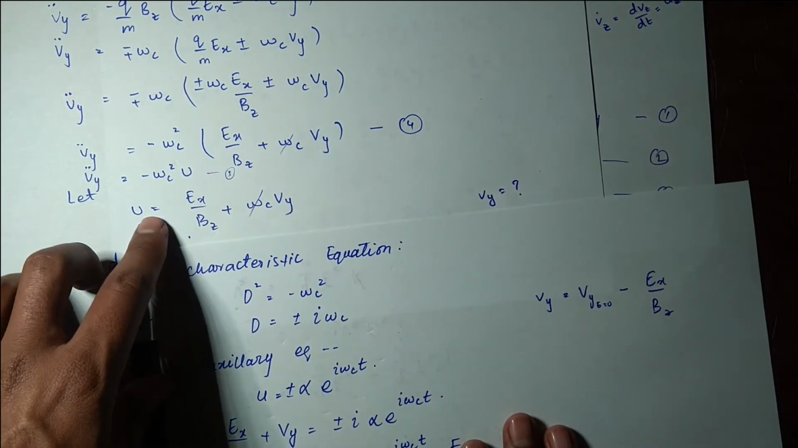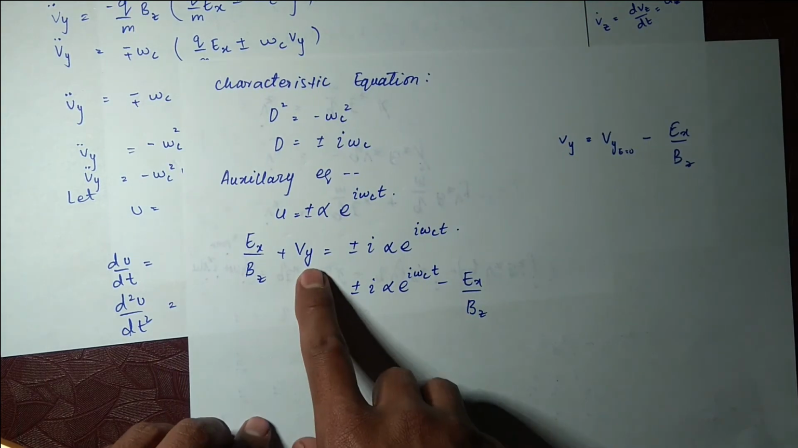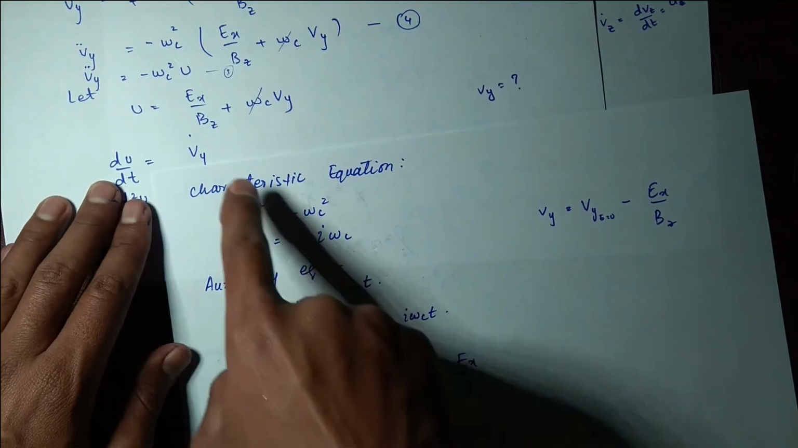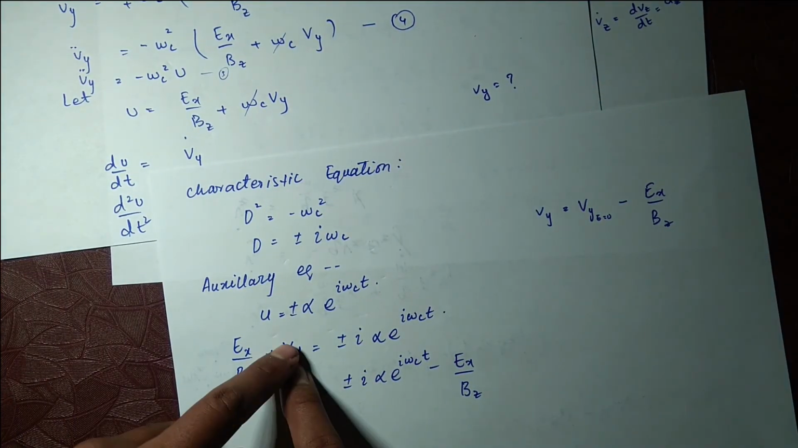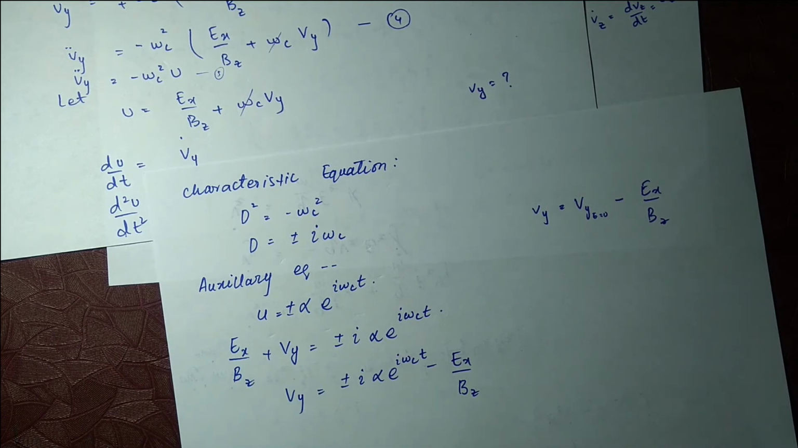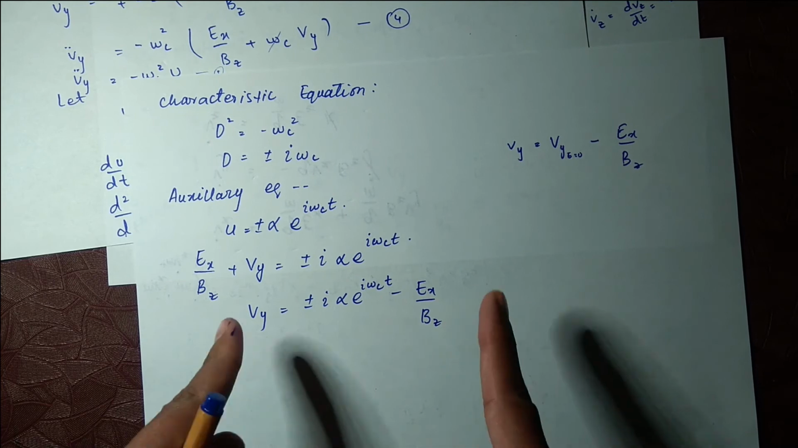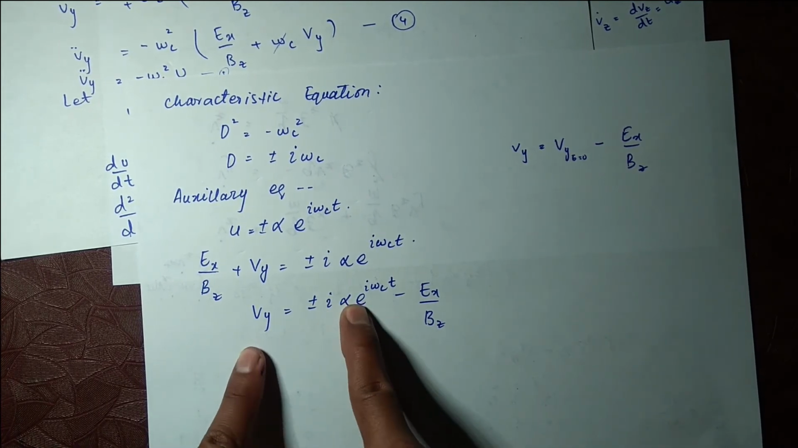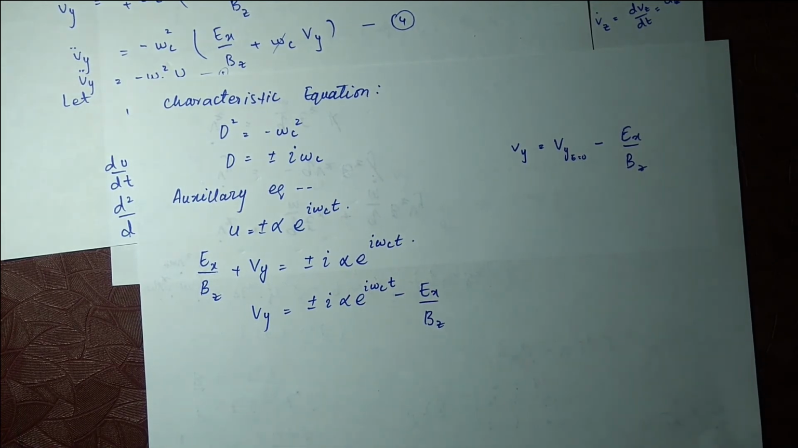Now putting the value of this u here, from this equation, we are going to calculate v of y. This is our concluding equation for today's lecture: v of y equals plus minus iota alpha e to the power iota omega c t minus E of x over B of z.